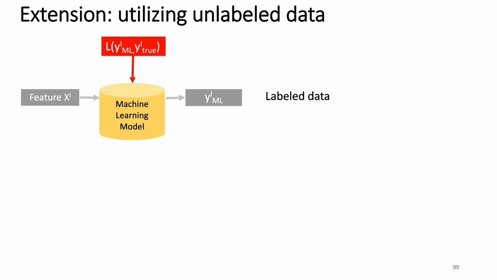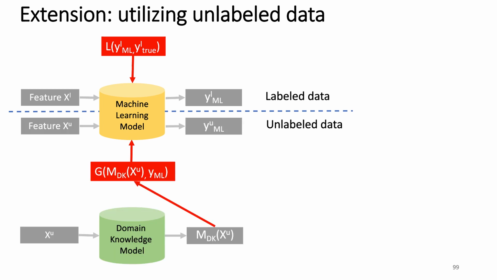In the previous example, we were talking about how to utilize the label data to construct the machine learning loss and the domain knowledge loss. However, you may notice that the domain knowledge loss actually has nothing to do with the label itself. So the researchers also came up with an idea: can we use the unlabeled data to further help the prediction of the machine learning model? The answer is yes.